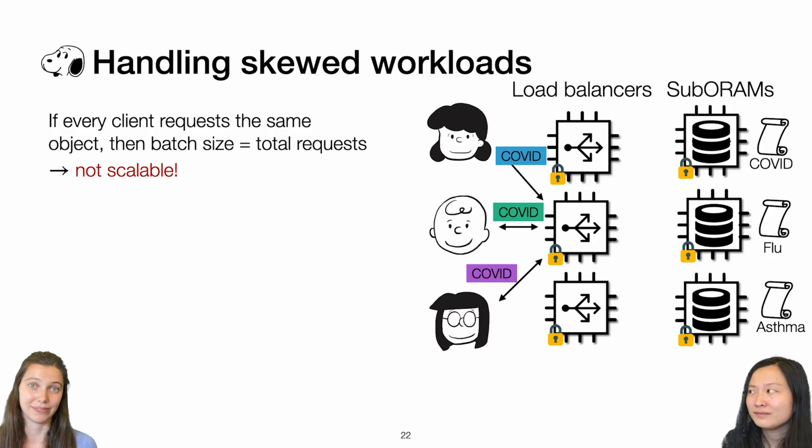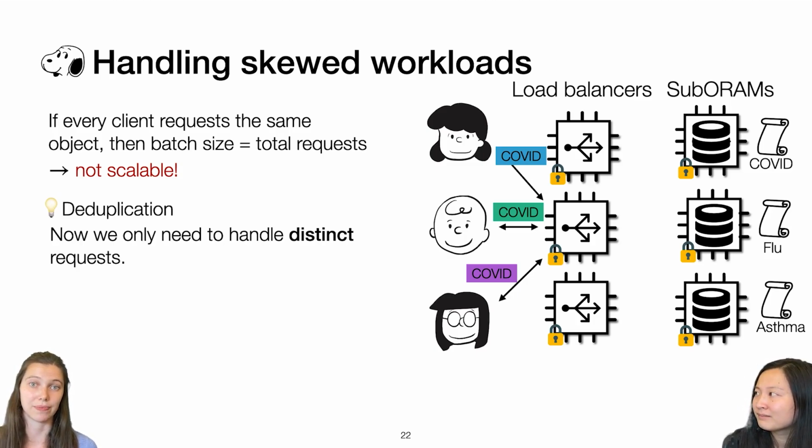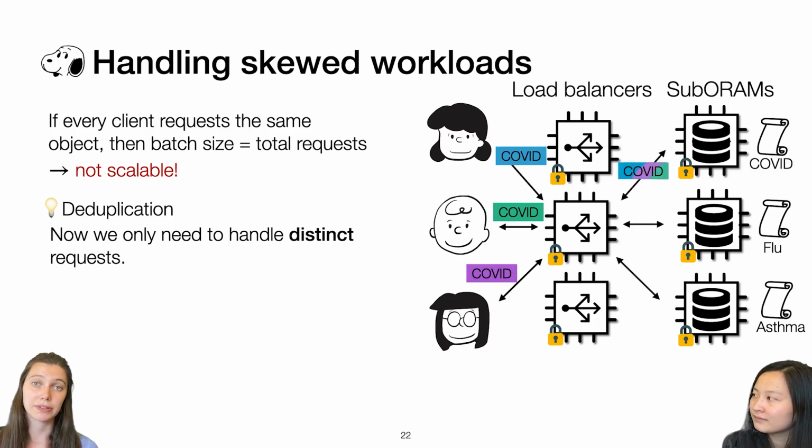So that's a great point, Vivian. To address that, we use deduplication. And the idea is that if we have a bunch of requests to the same object, so for example, the COVID object, the load balancer can replace that with one single request to the sub-ORAM containing the COVID object. So for example, if we have a bunch of write requests, the load balancer can replace those write requests with just the last write to that COVID object. And this means that we now only need to handle batches of distinct requests. And here now we can hope to maybe get batches that are smaller than the number of total requests in the system, because we just have batches of distinct requests.